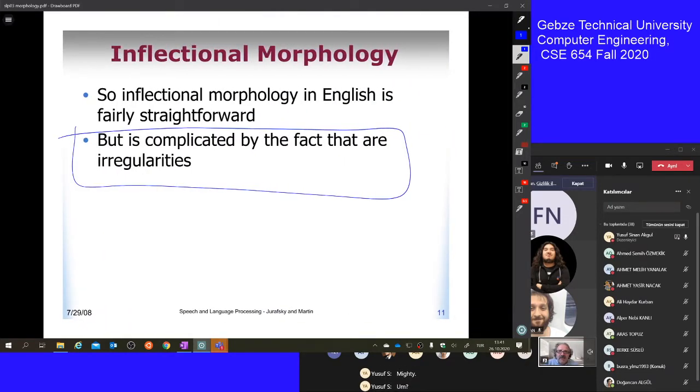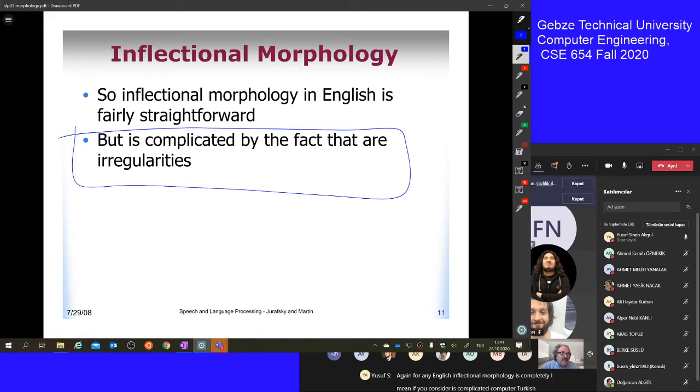Again, for English, inflectional morphology, if you consider it as complicated compared to Turkish, it is.